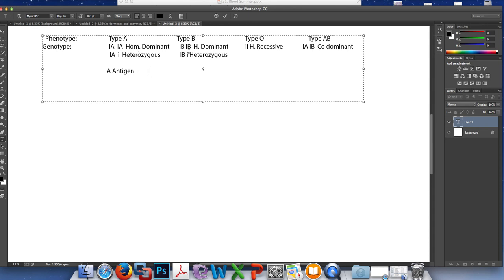If you inherited a B gene from mom or dad, you will have the B antigen on your cell membrane, the B protein. If you are type O, you will have no antigens, so no proteins of any shape will be produced and on your cell membrane. And if you are type AB blood, you will have both A and B antigens.